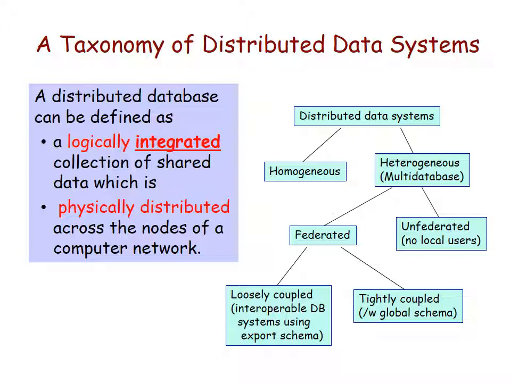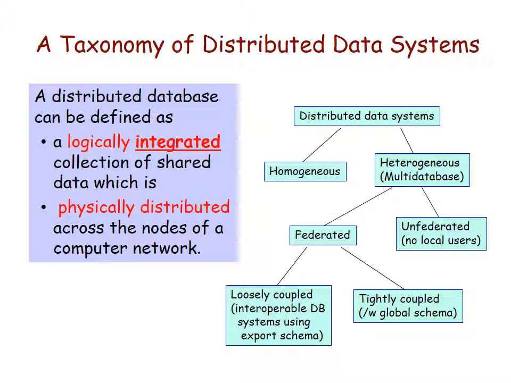This diagram here shows a taxonomy of a distributed database system. First, a distributed database system can be a homogeneous system or a heterogeneous database system. In a homogeneous system, all the local database schemas are the same. In contrast, a heterogeneous system allows different local conceptual schemas. This category of distributed database system is also referred to as a multi-database system.